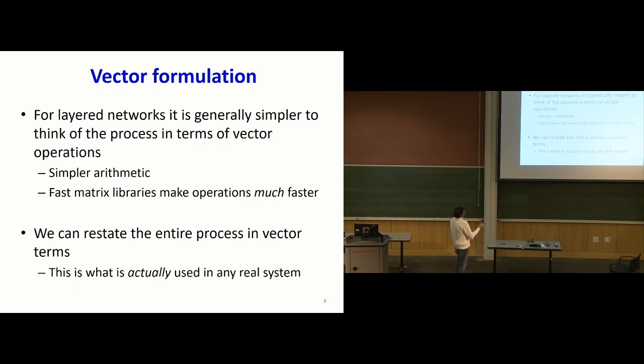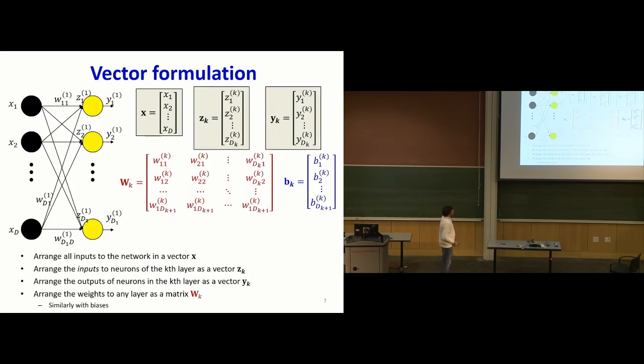For layered networks, we saw it is generally simpler to think of the process in terms of vector operations. The arithmetic is simpler, and you can use fast matrix libraries to make the operations much faster. So now you can restate the entire process in vector terms. In fact, this is what is actually used in any real system. You're not going to write scalar loops. You're going to perform vector operations because they're so much faster. So how exactly do you formulate the vectors?